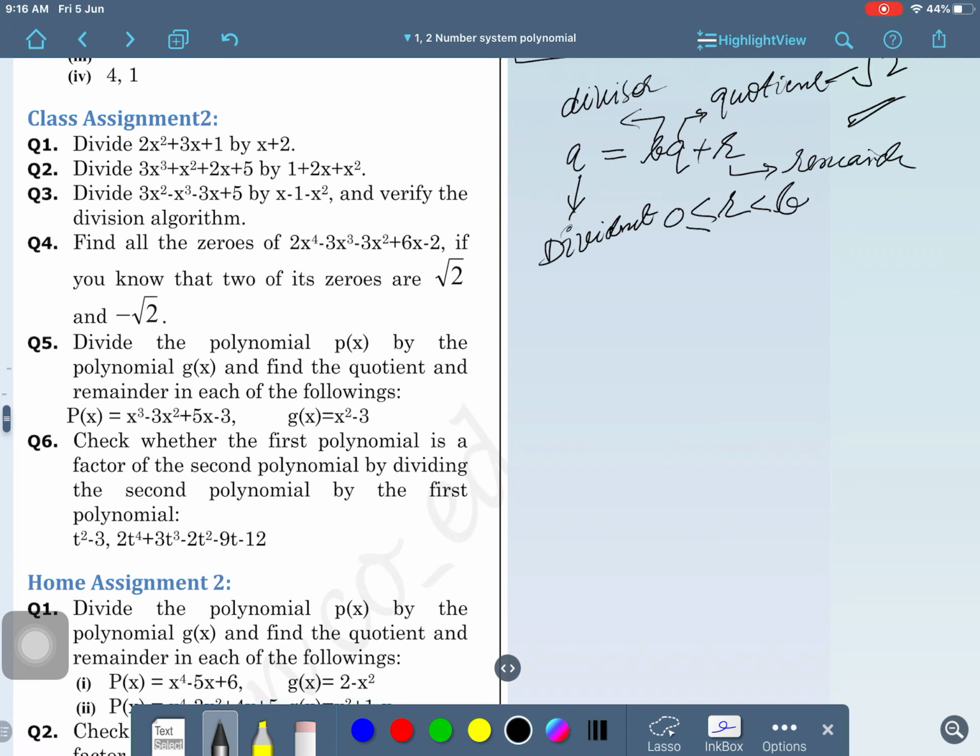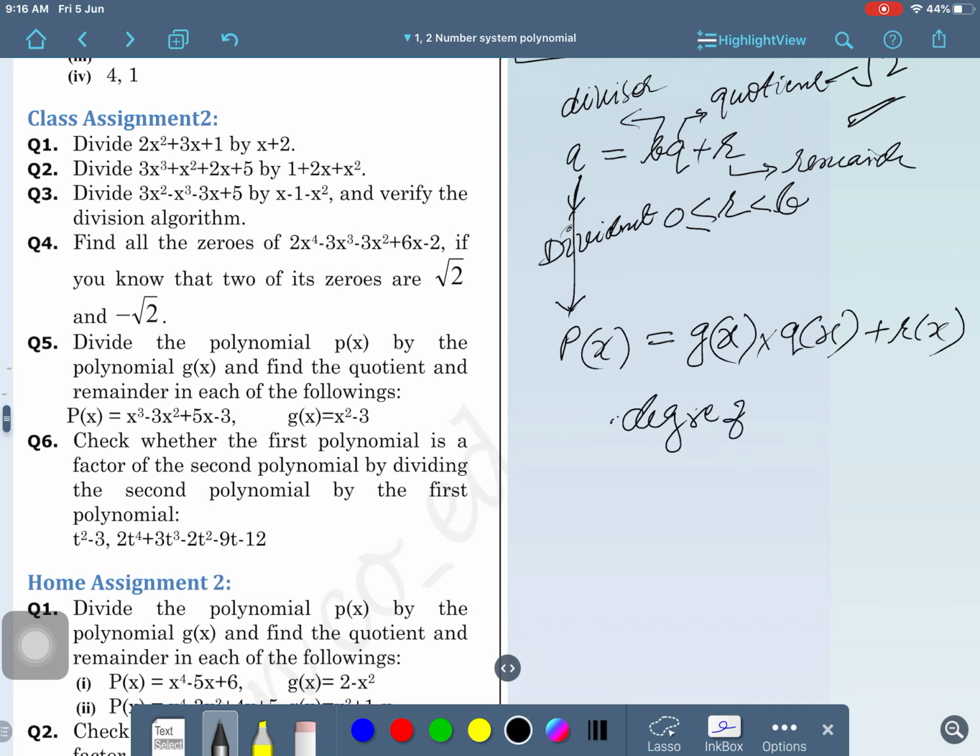Clear or not? Similarly, the dividend can be written as p(x), and the divisor can be written as g(x), and next Q(x) is also there, plus R(x). These all are polynomials, where the degree of R(x) is always greater than or equal to 0, but less than that of g(x). This statement is called the division algorithm. Division lemma is transformed into division algorithm.